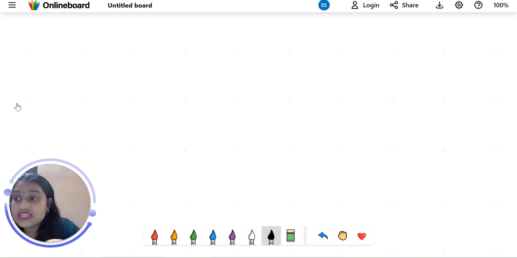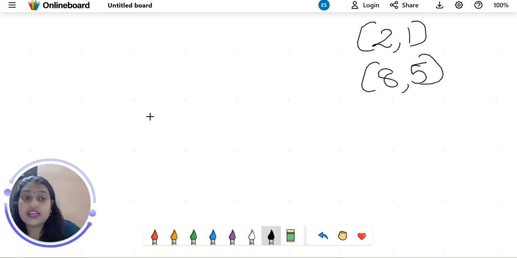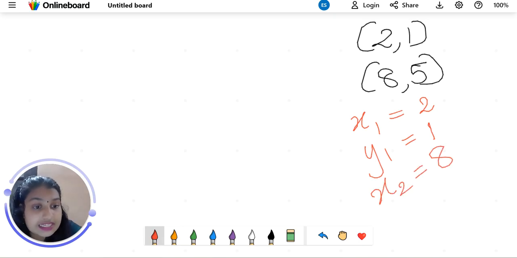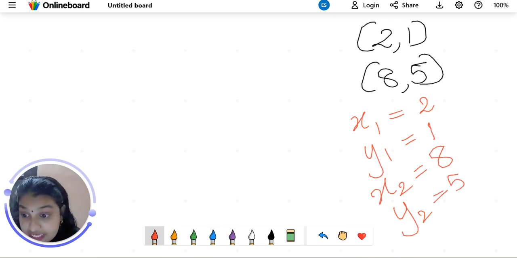The endpoints given here are 2, 1 and 8, 5. Using this, we have to use the DDA algorithm to plot the points. Now here, x1 is 2. Now we are writing what all we have. What is given? x1 is 2 and y1 is 1, x2 is 8 and y2 is 5. Now with this we can find m.